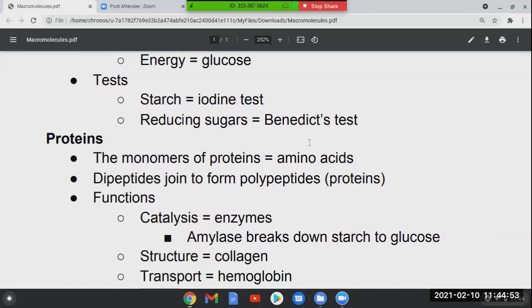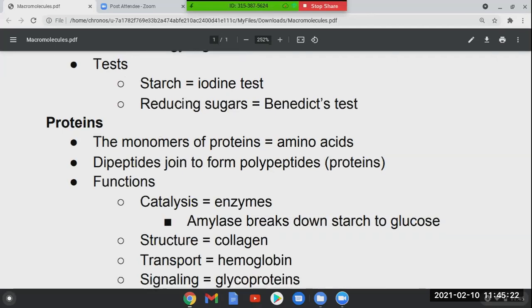The second kind of macromolecules are proteins, and the monomers of proteins are called amino acids. And when these amino acids are joined together, they form dipeptides. And when these dipeptides join together, they form polypeptides. Polypeptide is another name for a protein. You know, lay people call it protein, and in biology we call it polypeptides.